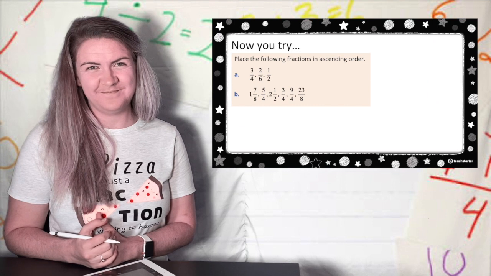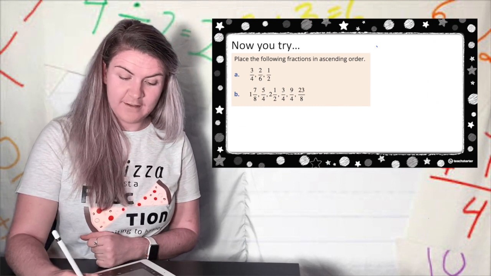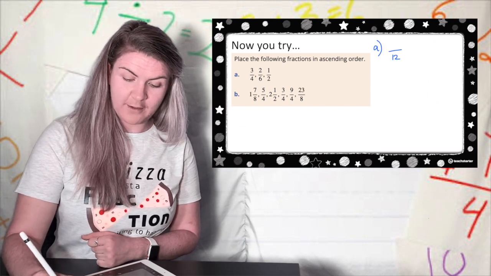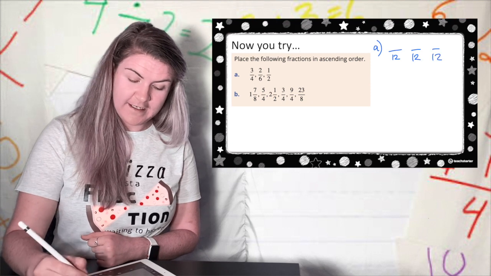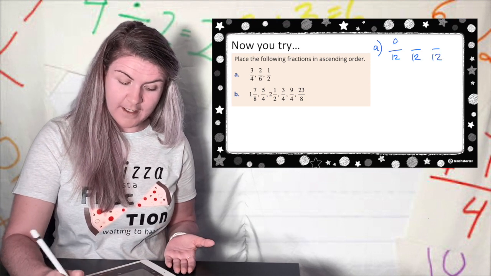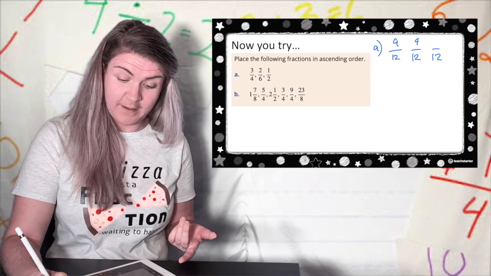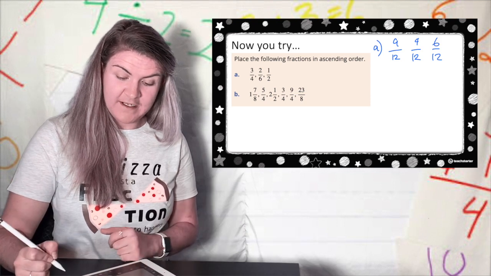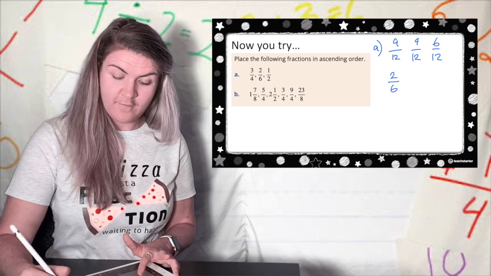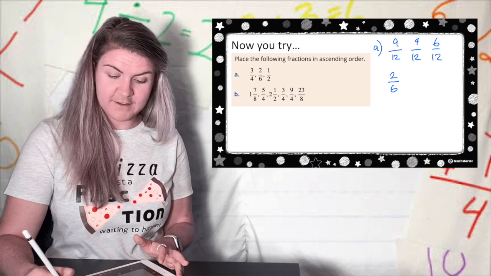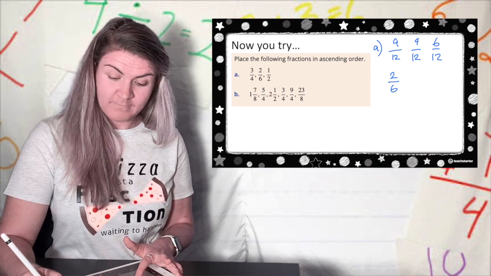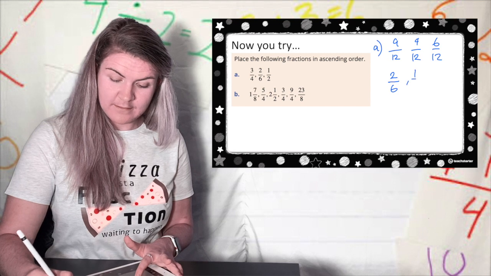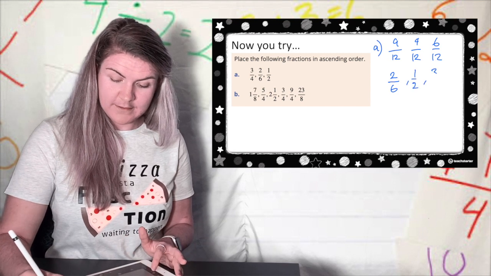You try some. Let's quickly do them together. For A, my lowest common denominator is 12. And so timesing by 3 would be 9, times by 2 is 4, times by 6 is 6. 4/12, convert it back, is 2/6. A half is next, and 3/4.